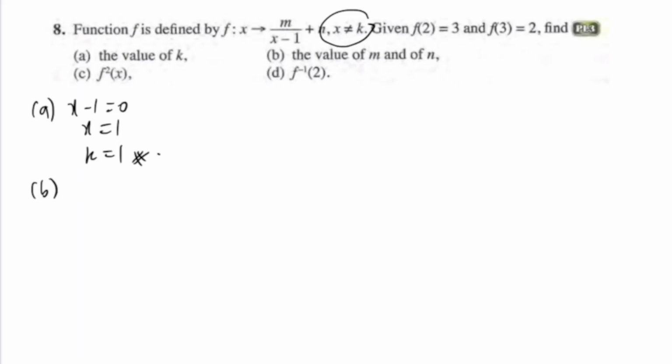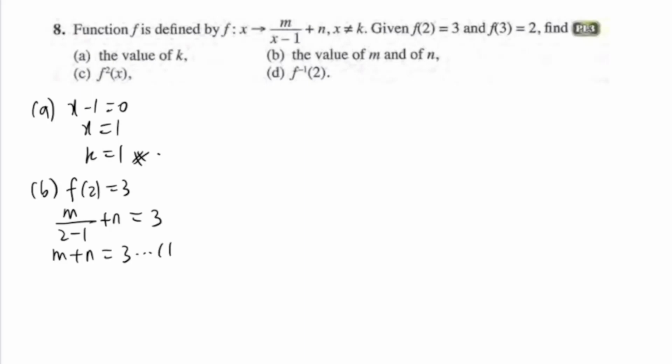Next, find the value of m and n. So here we have to form two equations and solve them simultaneously. We start off with f(2) equals to 3. So if I put 2 inside my x, this is n, sorry. This is n. The result is 3. So let me rub this off. This is going to be m plus n equals 3. Let's call this equation 1. And if you put, let's say, 3 inside, you get 2 from here. This will be m over 3 minus 1 plus n equals to 2. So this would be 2, right?